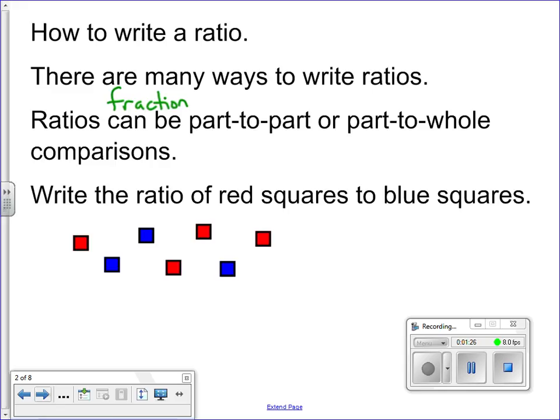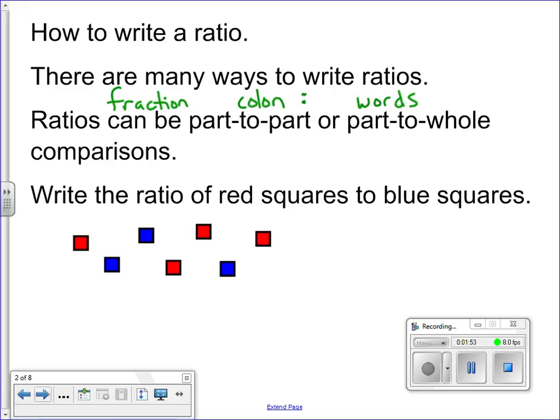The second way we can write it is using what we call a colon, or you might be more familiar with those two dots, like what you see between the hour and the minutes on a digital clock, or the dots you use to start your smiley face for your emoji. And then the third and final way is just simply writing with words. And we'll go over all three different examples of how to write those here shortly.